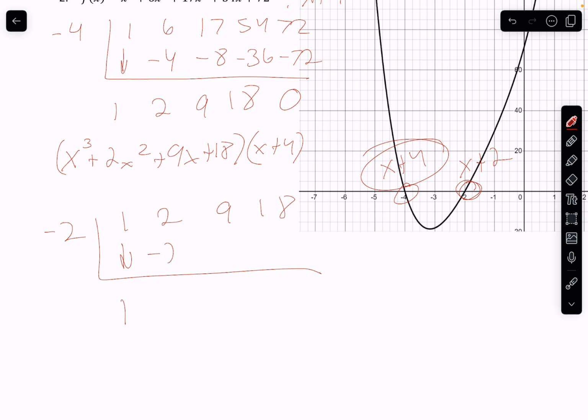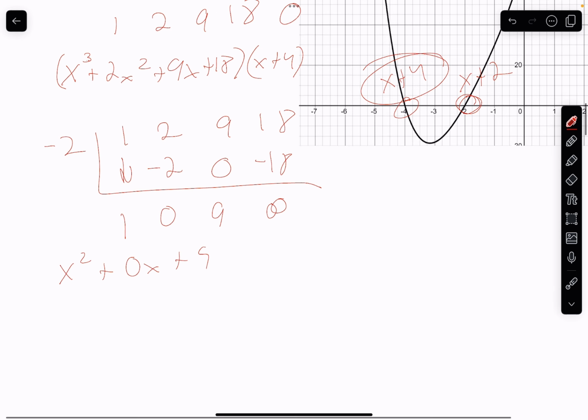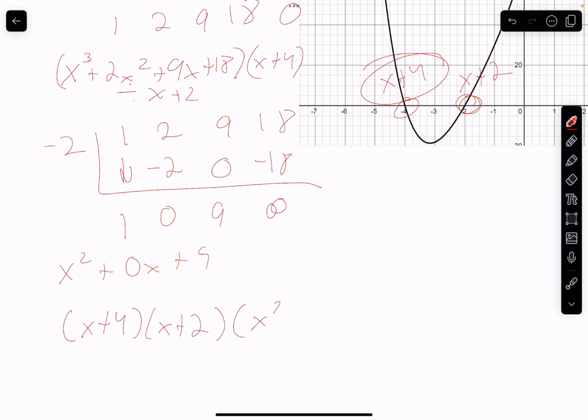So we multiply, and we get negative 2, 0, 0, 9, negative 18, 0. So remember we started with a power of 3, so this is going to be a power of 2: x squared plus 0x plus 9. So at this point, we've got x plus 4, x plus 2, because we divided by the factor x plus 2, and then we've got x squared plus 9. That came from this.